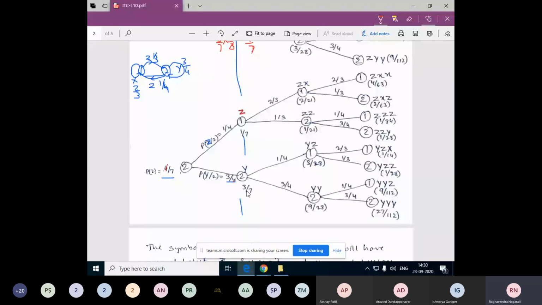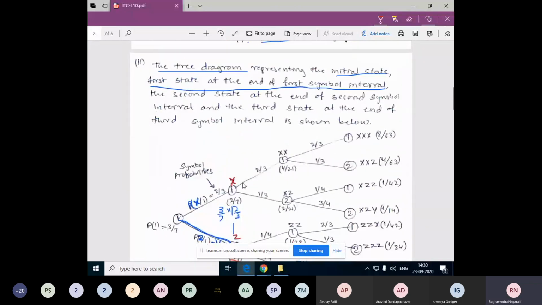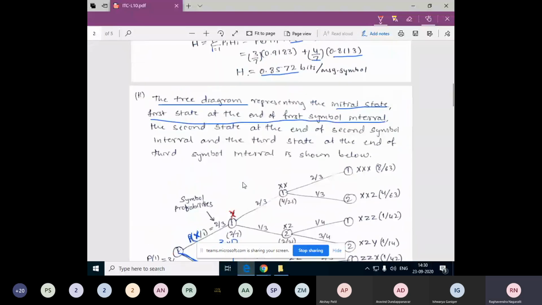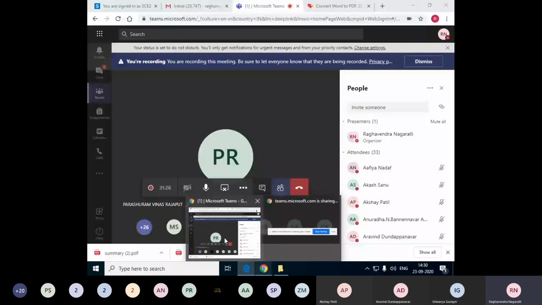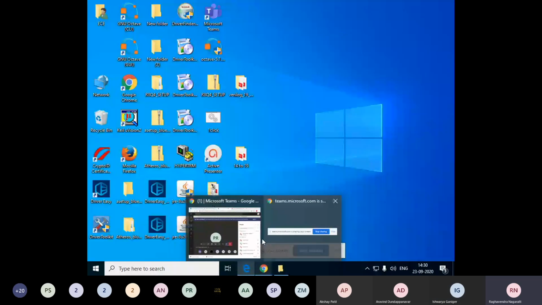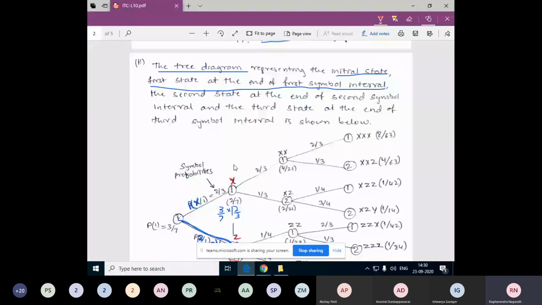So have you understood up to this point? Any doubts? Any doubts up to the first state? So these are the initial states, and this is the first state, this is the second state, and this is the third state. So any doubts up to this first state? No, sir. Yes? No, sir. No. Okay.